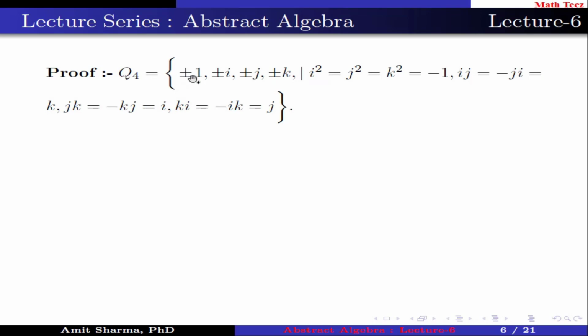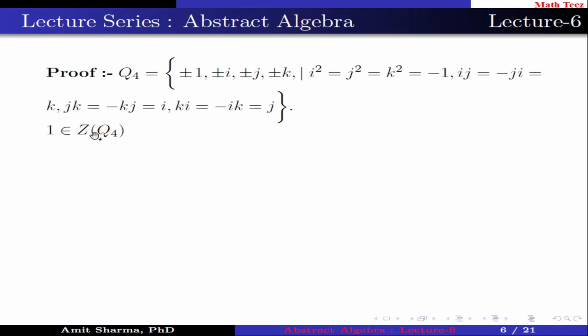Q4 contains the elements plus minus 1, plus minus i, plus minus j, plus minus k, such that i squared equals j squared equals k squared equals minus 1. i times j equals minus j times i, which equals k. j times k equals minus k times j, which equals i. k times i equals minus i times k, which equals j.